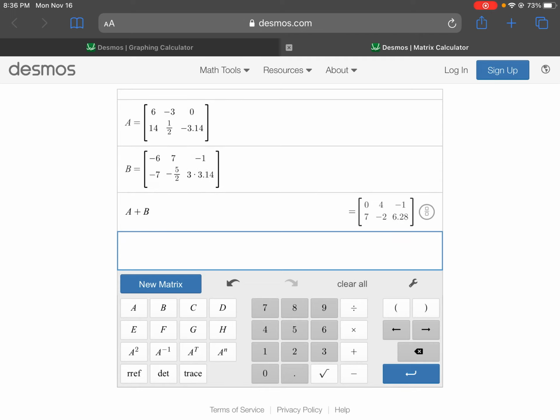Now let's double check B minus A. So B minus A. And on our notes, we got for row 1, negative 12, 10, negative 1, which we have here, negative 21, negative 3, and 4 pi. 4 pi estimated to a decimal would be 12.56. So we can see that we can use this Desmos matrix calculator to double check our work, and as the unit progresses, this Desmos matrix calculator will actually do a lot of the tedious work for us.